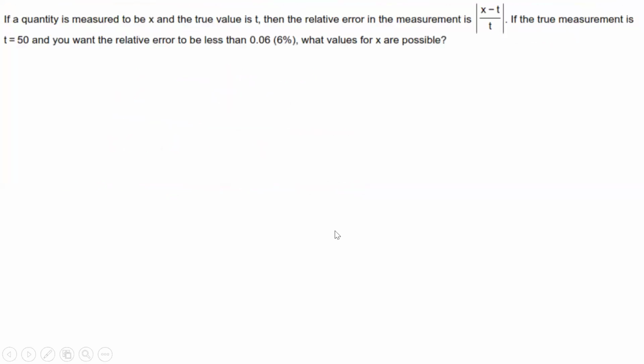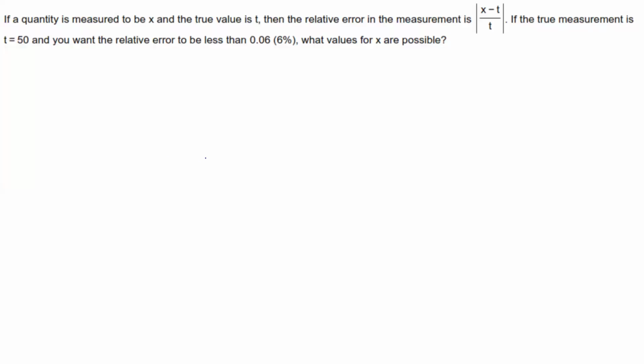All right, one last one here. If a quantity is measured to be x and the true value is t, then the relative error in the measurement is x minus t divided by t. Now, if the true measurement is t equals 50 and you want the relative error to be less than 6% or 0.06, what values of x are possible?